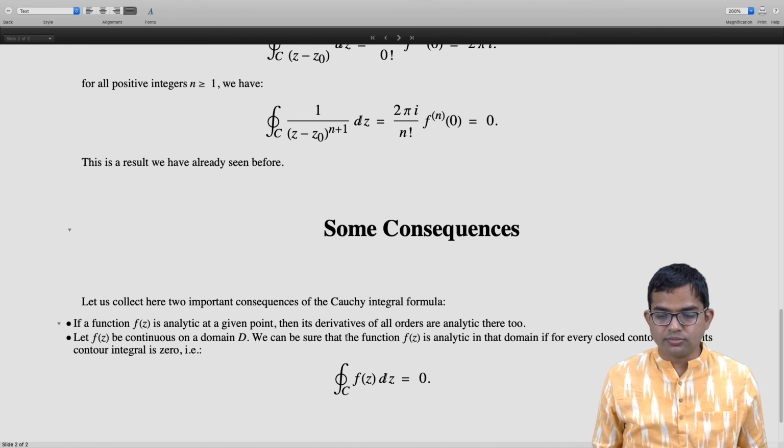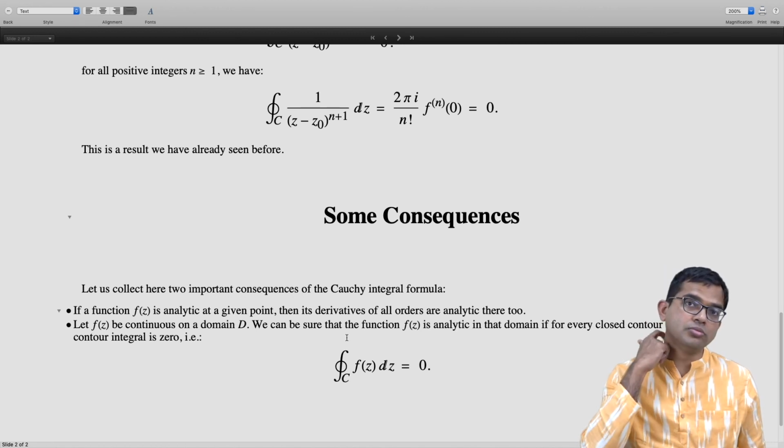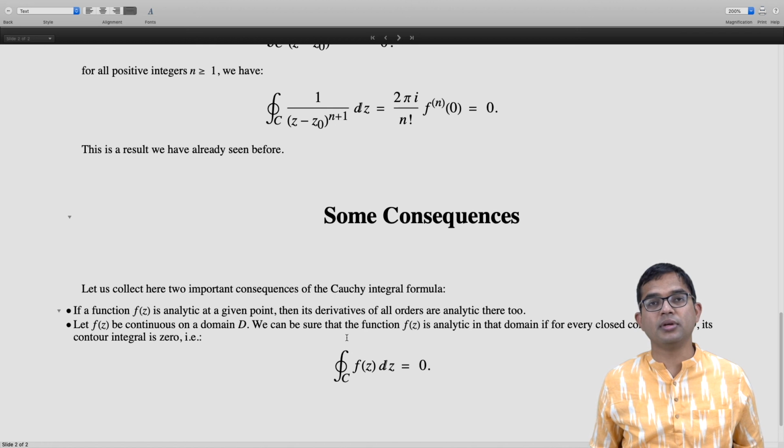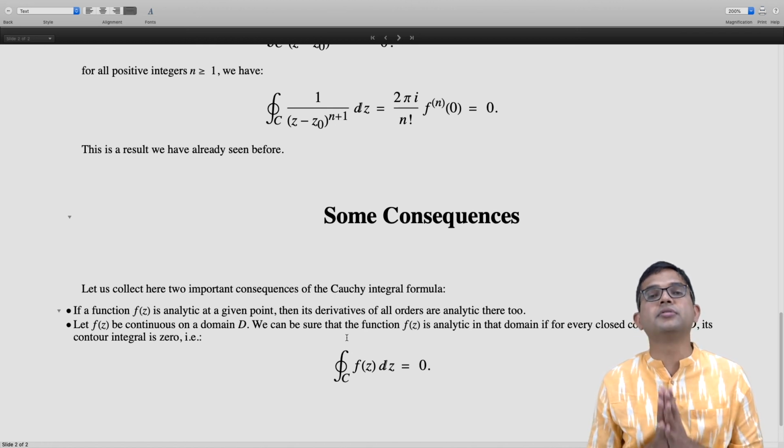So in this lecture we looked at how the Cauchy integral formula can be extended to higher order derivatives, and the fact that derivatives to all orders exist and are analytic for any analytic function.